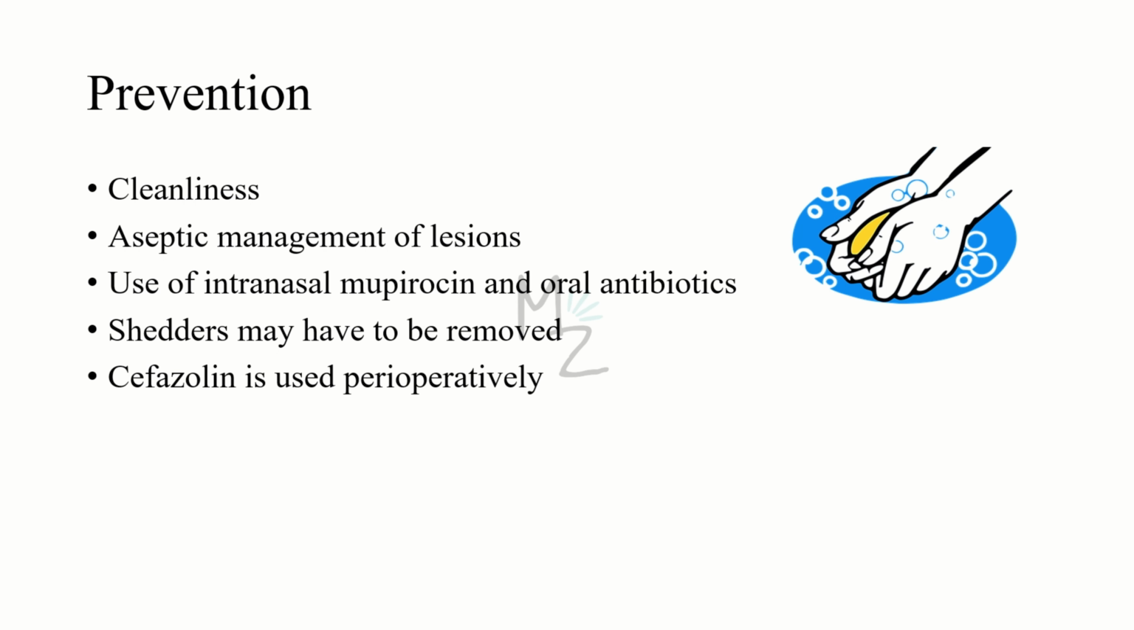And there are no vaccines that work against staphylococcal infections because its membrane is poorly immunogenic. Prevention. As we know that there's no vaccine that can work against staphylococci, so cleanliness, frequent hand washing, and aseptic management of lesions can help to control the spread of Staph aureus. Persistent colonization of the nose by Staph aureus can be reduced by intranasal mupirocin or by oral antibiotics such as trimethoprim sulfamethoxazole. Shunts may have to be removed, and cefazolin is often used preoperatively to prevent staphylococcal surgical wound infections.